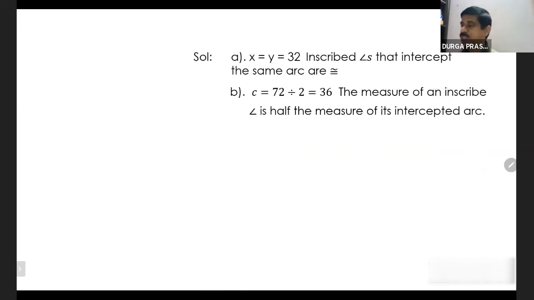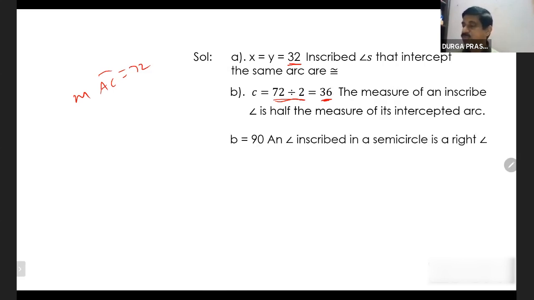X equal to 32 degrees and Y equal to 32 degrees because it is an inscribed angle. Then the intercepts of the arcs, whatever they are made, that should be double. So now, if you go for B, angle C is 72 by 2, that is 36 degrees, because the measure of arc length we gave as 72. So C should be 36.